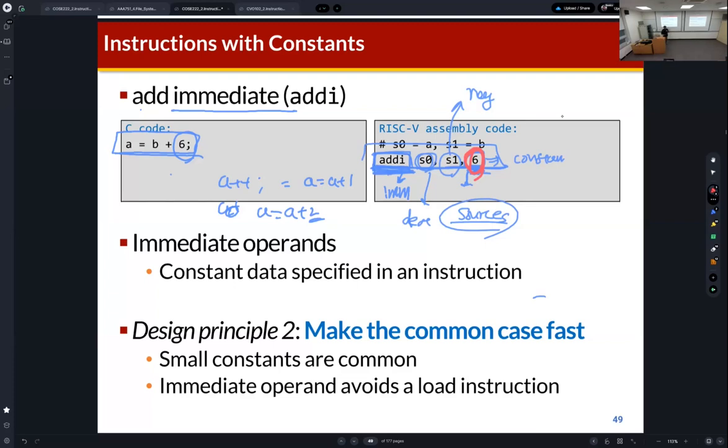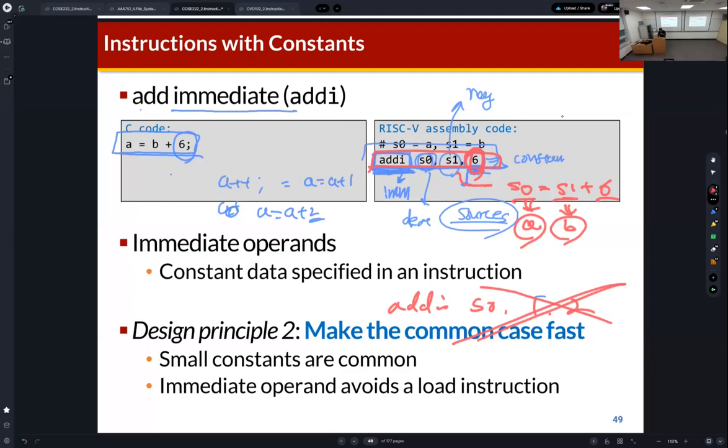So what is the benefit? Instead of using multiple instructions, we can use just one instruction. addi S0, S1, 6 represents S0 equals S1 plus 6. S0 stores the value of variable A, S1 is the value of variable B, and 6 is the 6. So this is the immediate operand. But it's not allowed to use two immediate operands. addi S0, 1, 2 is not allowed. This is not supported by RISC-V. We can use only one immediate number in the immediate instructions.